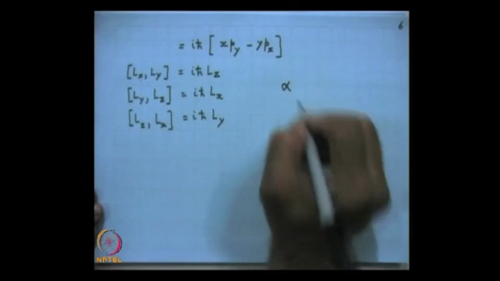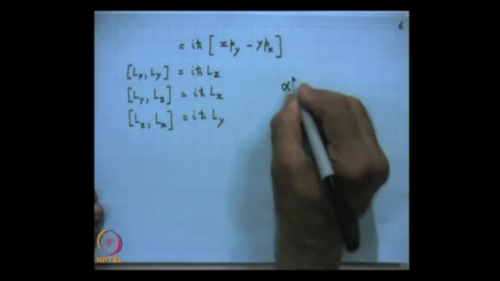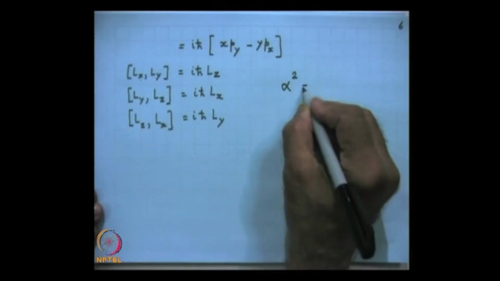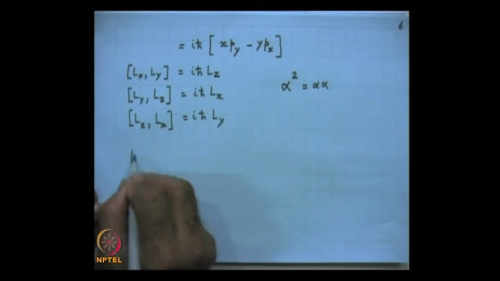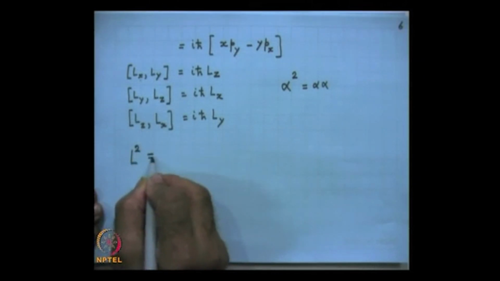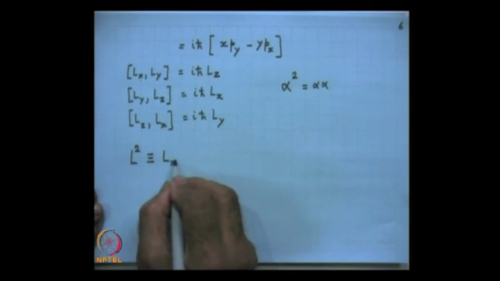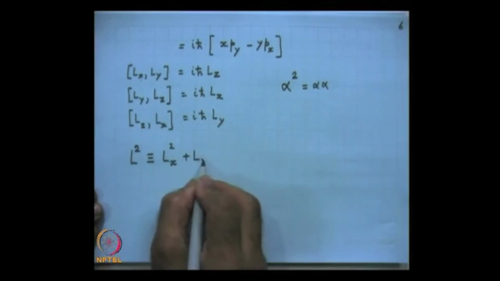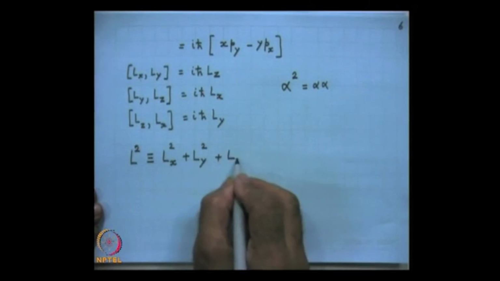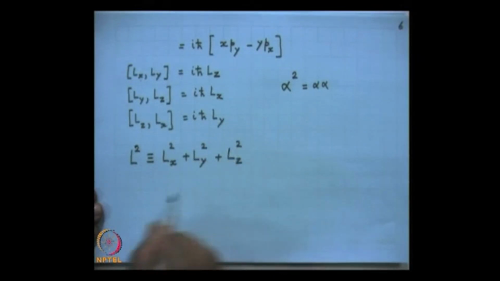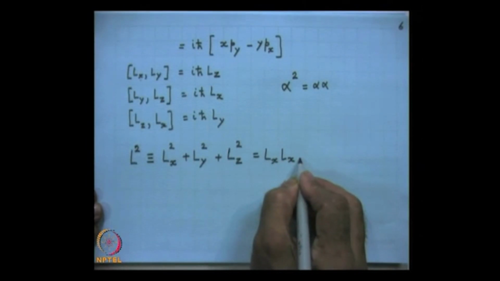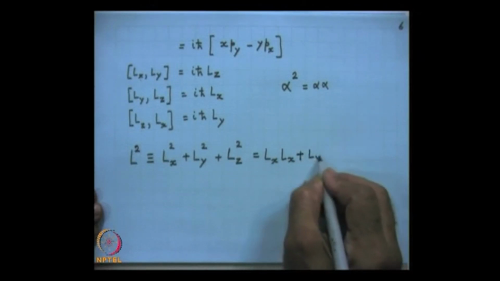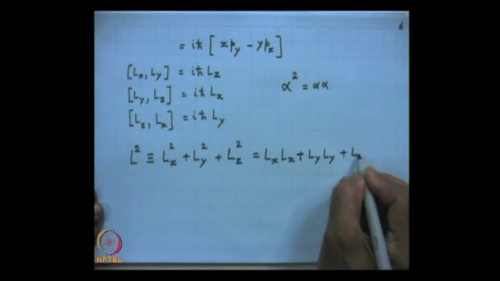As I had told you earlier, if I have an operator alpha, the square of the operator is defined as alpha times alpha. So, the operator L square is defined as Lx square plus Ly square plus Lz square. So, what do I mean by Lx square? That means Lx times Lx, Ly times Ly, and Lz times Lz.